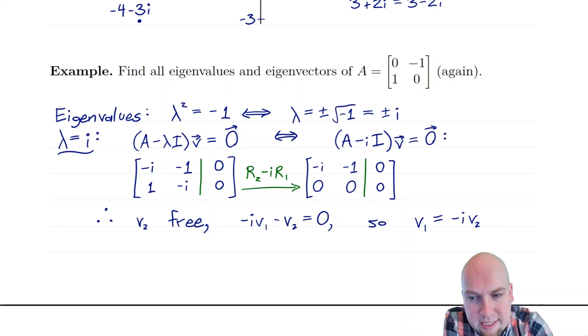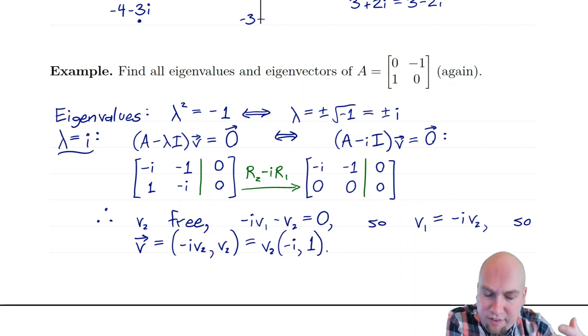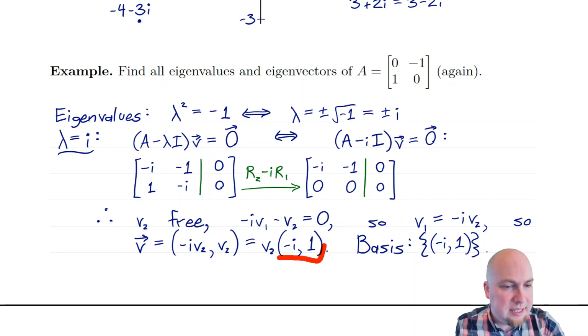So what does that tell me about my eigenvector? Well, my eigenvector is v1, v2. What is v1? It's minus i v2. So I throw that in the first slot. And then what is v2? Well, it's free, so it just is itself. Then, as always, I can factor out a v2 out of everything here. I can factor out my free variables. I'm just left with minus i and 1. So these are my eigenvectors. My eigenvectors are all multiples of (minus i, 1). So a basis of my eigenspace is just this single vector here. That's the basis of my eigenspace.